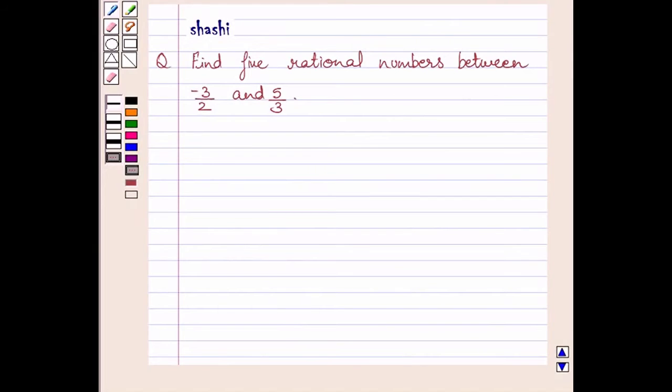Hi and welcome to the session. Let us discuss the following question. Question says, find 5 rational numbers between minus 3 upon 2 and 5 upon 3. Let us now start with the solution.